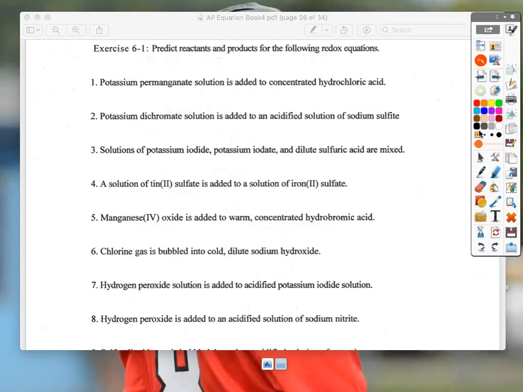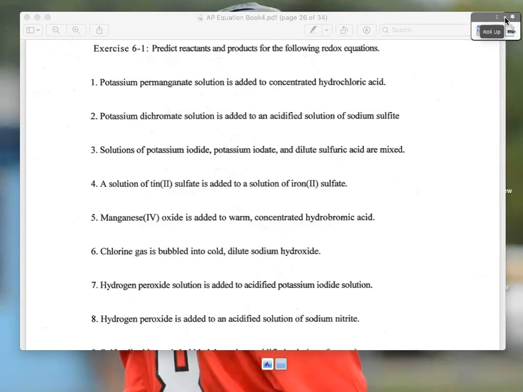Potassium permanganate solution is added to concentrated hydrochloric acid. Okay, I think I can figure these out. So it says potassium permanganate, and this is what's the key, solution. The fact that it says solution, what can I do with the potassium? Just throw it away. I don't even need it. It's a spectator. So I just write the permanganate, MnO4 minus.